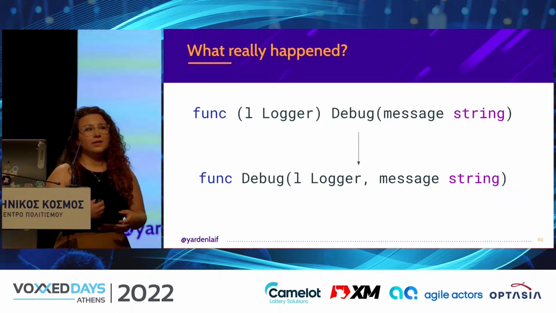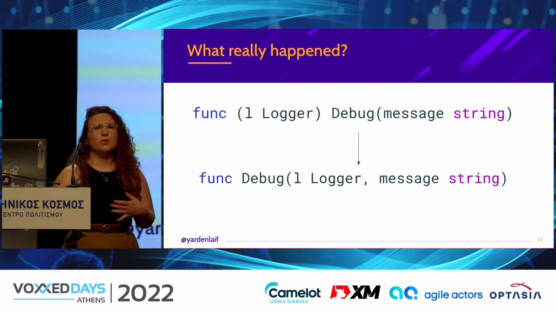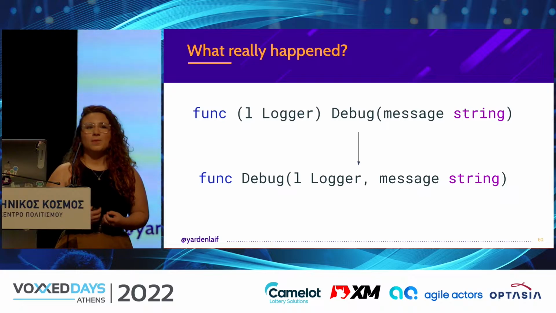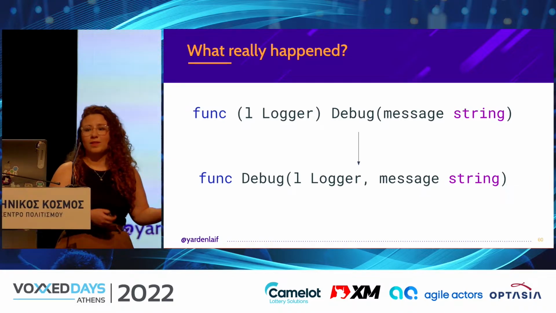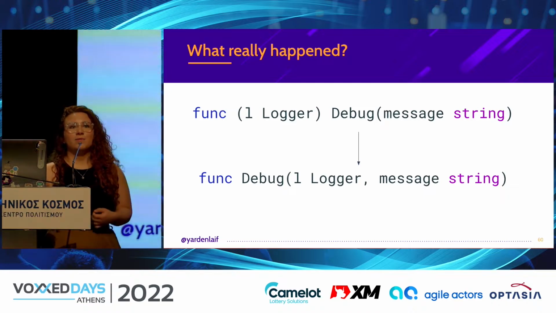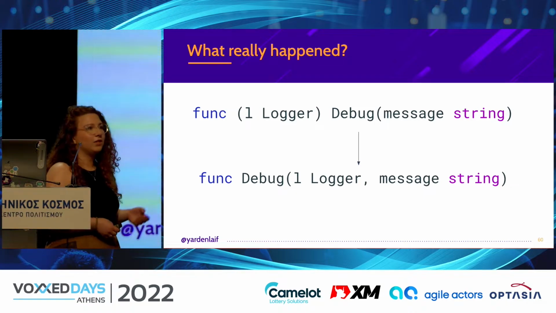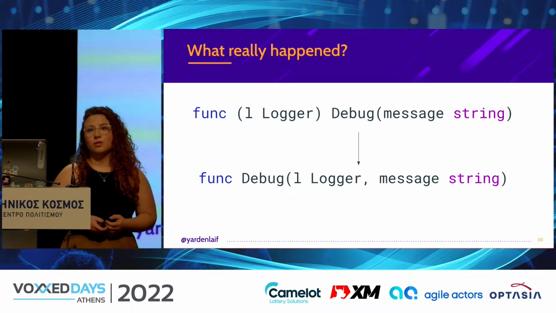First of all, declaring a method in Go is no different than just passing the type that we declare the method on as the first parameter. So in this case, I created the debug method on logger, but it's not really that different than just creating a debug function with logger as the first parameter.